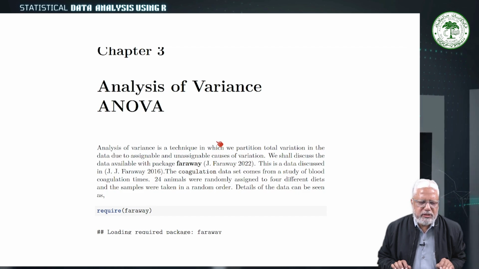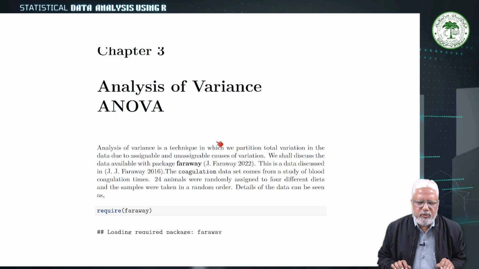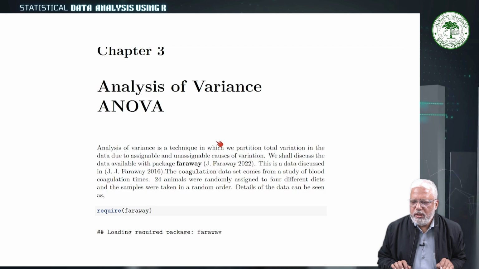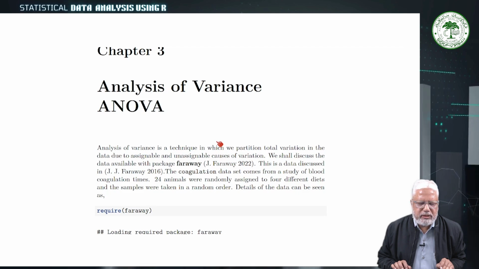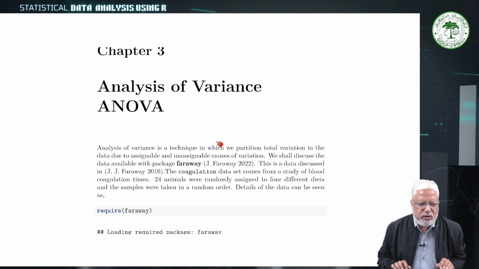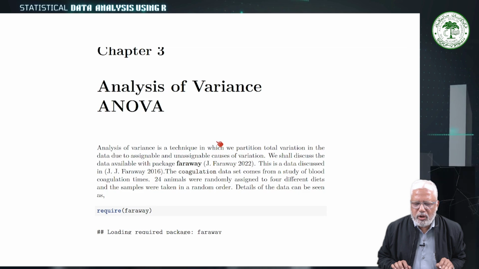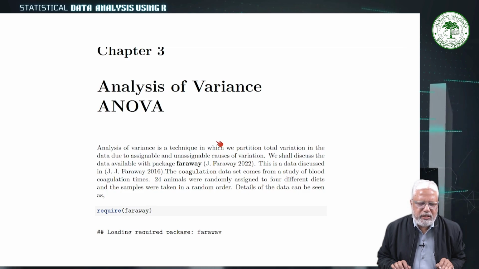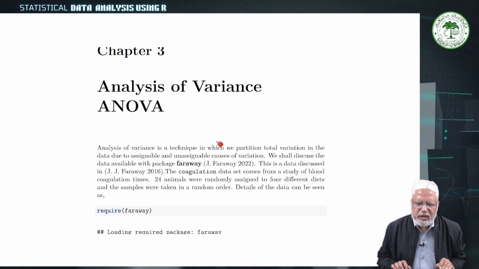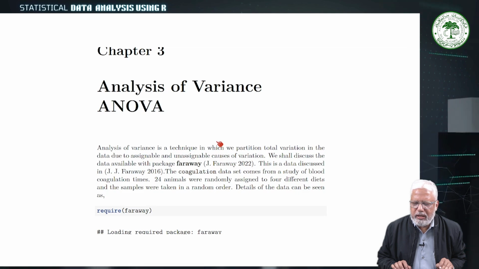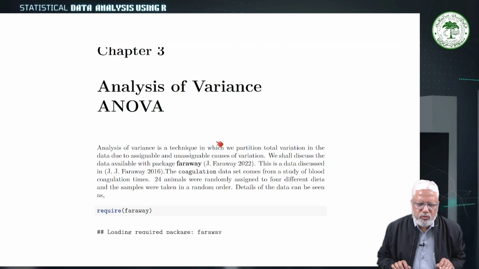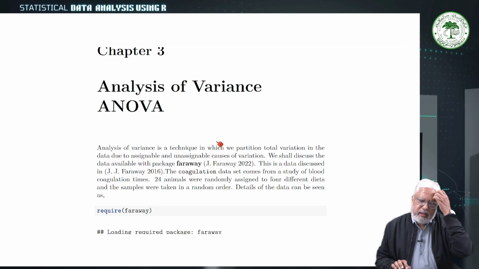We shall discuss data available with the faraway package. It is due to Julian Faraway, 2022. This is the data discussed in Julian Faraway. The coagulation data set comes from the study of blood coagulation times. 24 animals were randomly assigned to 4 different diets and samples were taken in a random order.